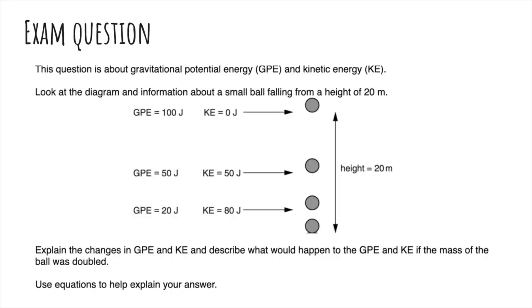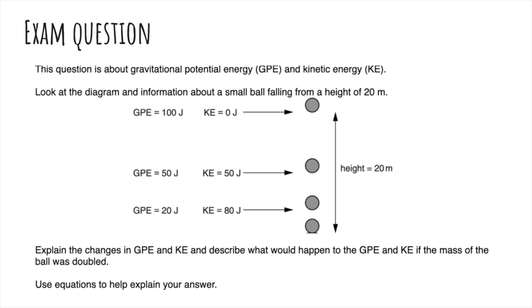Okay, so this is an exam question about this idea. It says that this is a question about gravitational potential energy and kinetic energy. Look at the diagram and information about a small ball falling from a height of 20 meters. And it shows you some gravitational potential energies getting smaller and some kinetic energies getting bigger. And it says, explain the changes and describe what would happen if the mass of the ball was doubled. Use equations to help explain your answer.